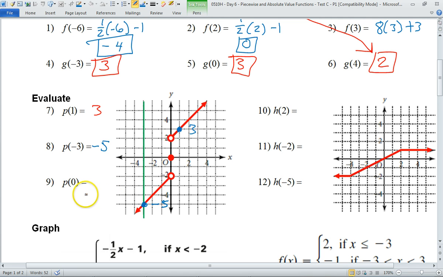0. Alright? Es un poco engañoso. ¿Cuál es la respuesta? Number 9. 0. Okay? Please understand.